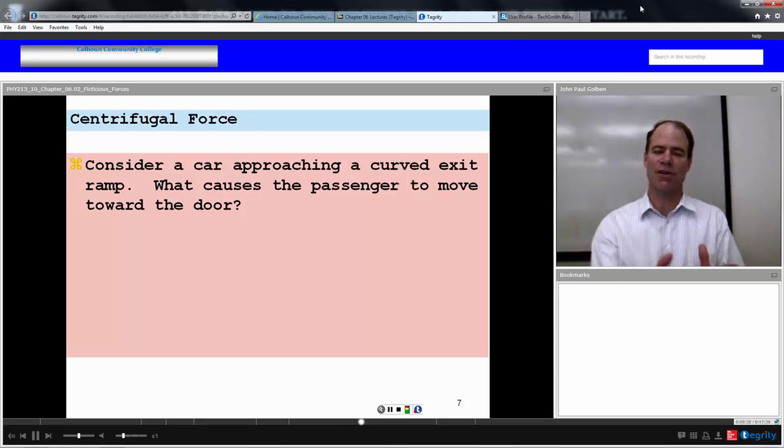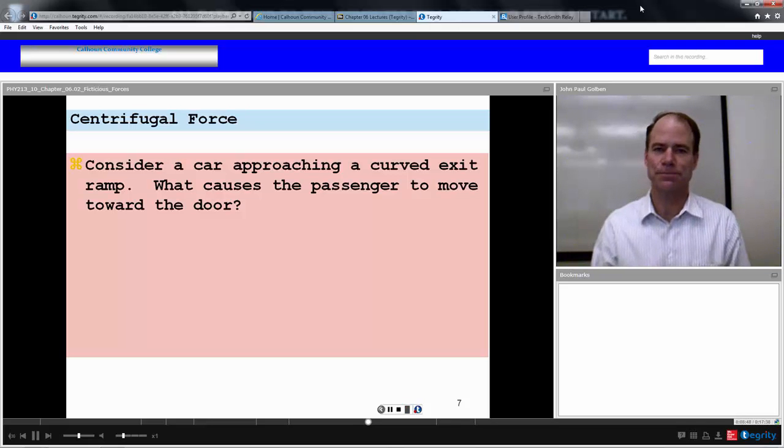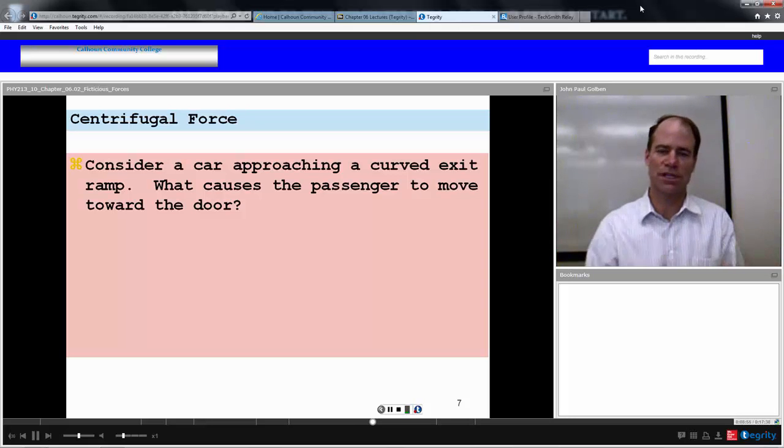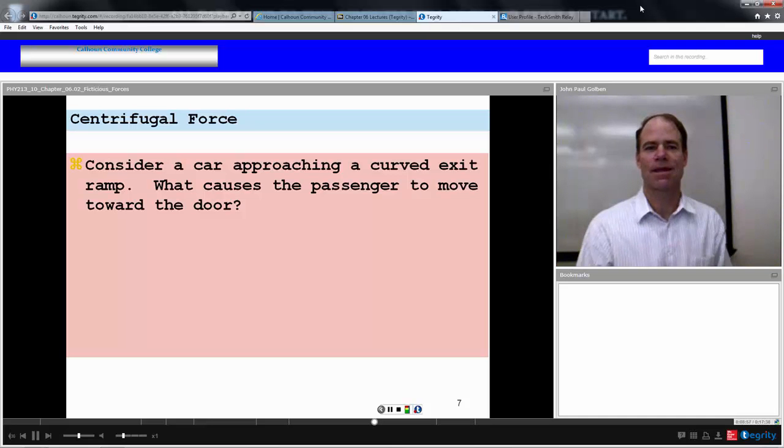She is continuing along in a straight line, and so as the car is going around the circle, she continues in a straight line, and hence she hits the outside door of the car. So she is under Newton's first law, which says if there's no net force, you proceed in a straight line. So there's no problem in an inertial frame of reference describing what's going on.